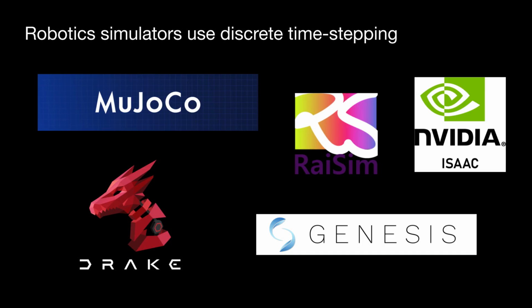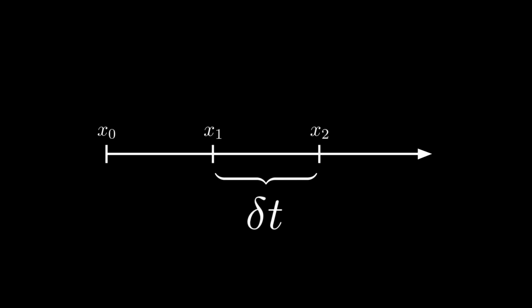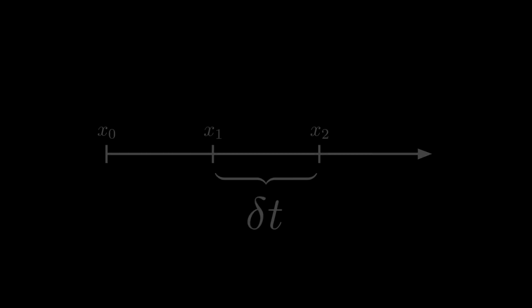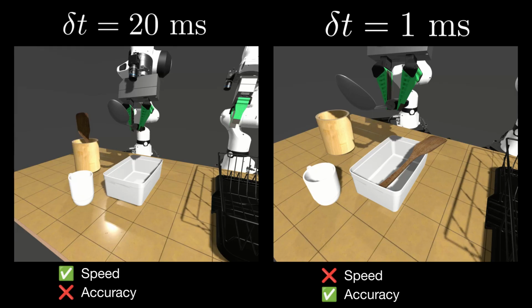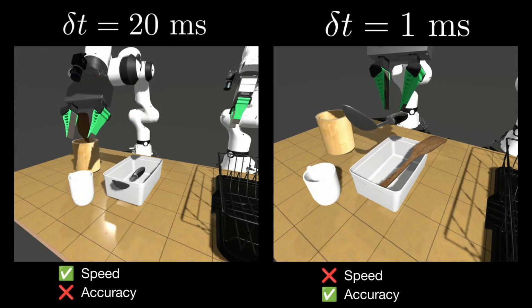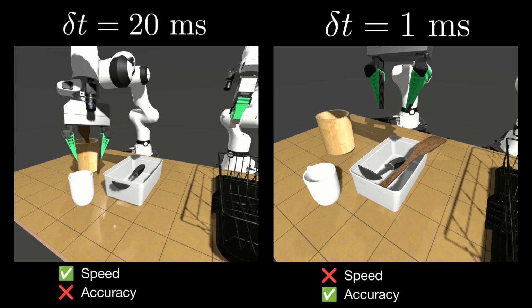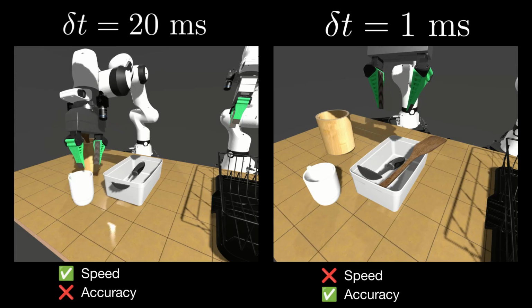State-of-the-art robotics simulators operate in discrete time, taking fixed-sized time steps. Discrete time simulation can be fast and effective, but the user must specify the time step. If the time step is too large, the simulation can have undesirable artifacts. But if the time step is too small, the simulation runs slowly.